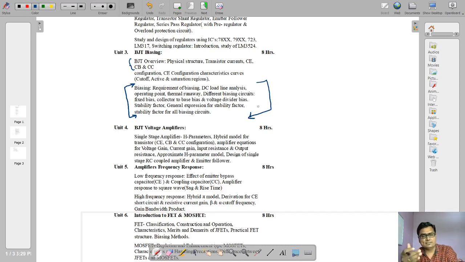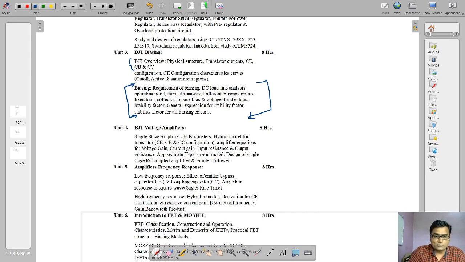Even the name is given as BJT biasing. An overview will be there as a revision, and after that we'll start with the actual BJT. We are preparing the BJT to use it in an amplifier circuit. In this chapter we are preparing the BJT to use in amplifiers, and the next chapter shows the actual analysis, design and development of BJT amplifiers.